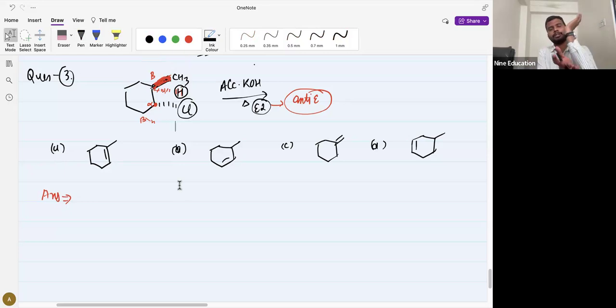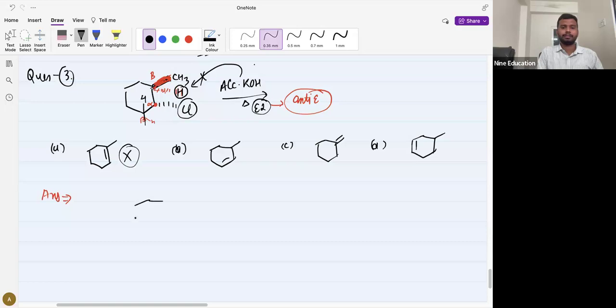They should be opposite to one another, but these two are together. So the alcoholic KOH base can't attack this hydrogen, and this first answer is wrong. So A is wrong. So what will it do? It will take the hydrogen here.